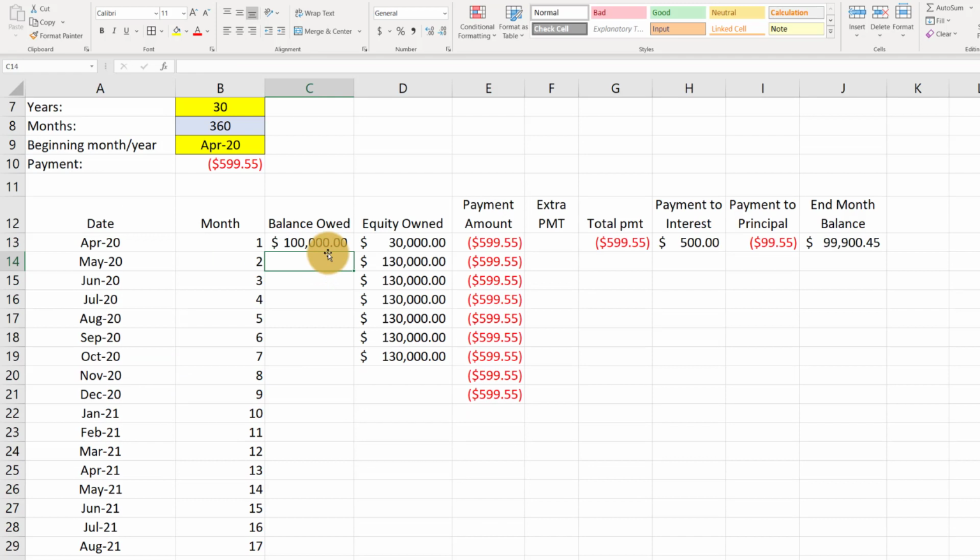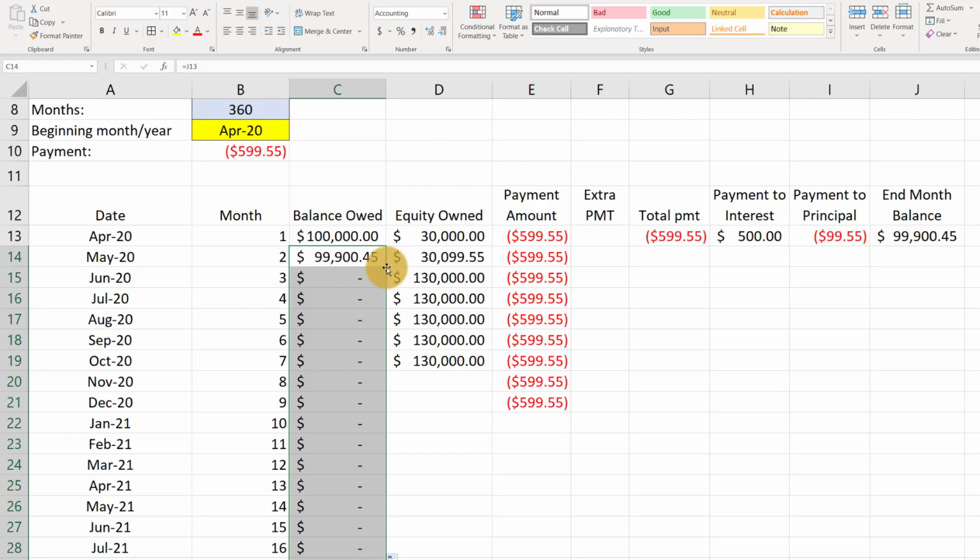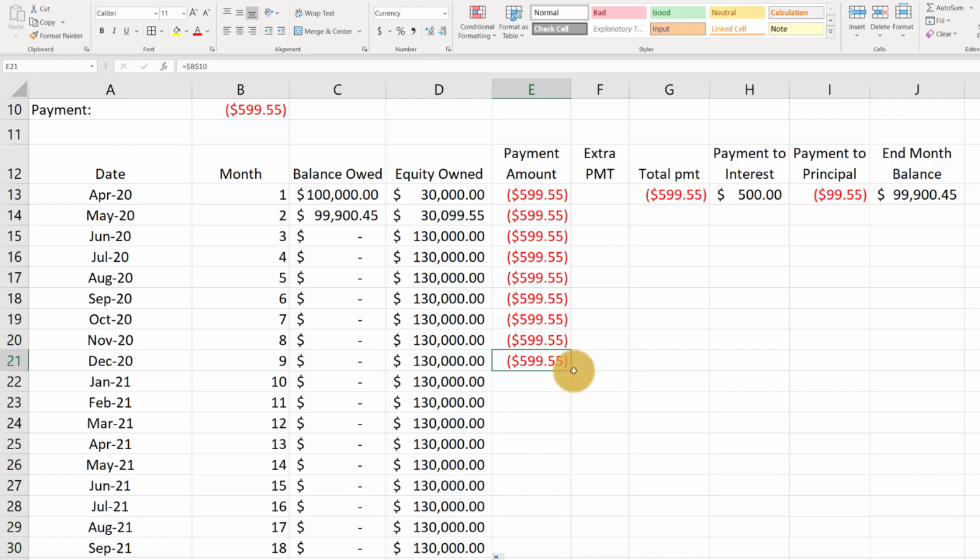Okay, we have one more formula that we need to handle before we start filling things down. We need to figure out how we can calculate the balance owed at the beginning of the second month. Well, that's going to be what we calculated here. The end month balance of the first month is going to be the same thing here. So all we want to do is say equals, and then this is J13 in my workbook. Hit enter. And let's just fill everything down. Fill this down. Fill this down.